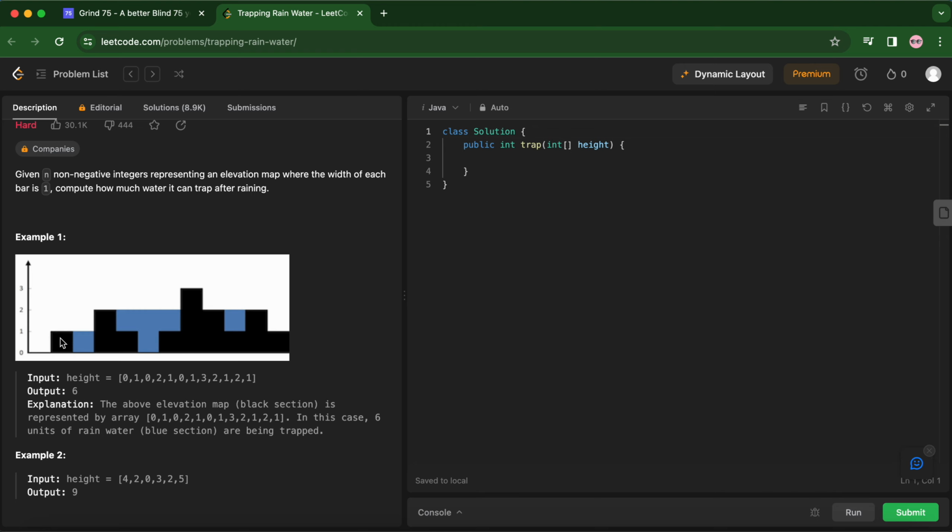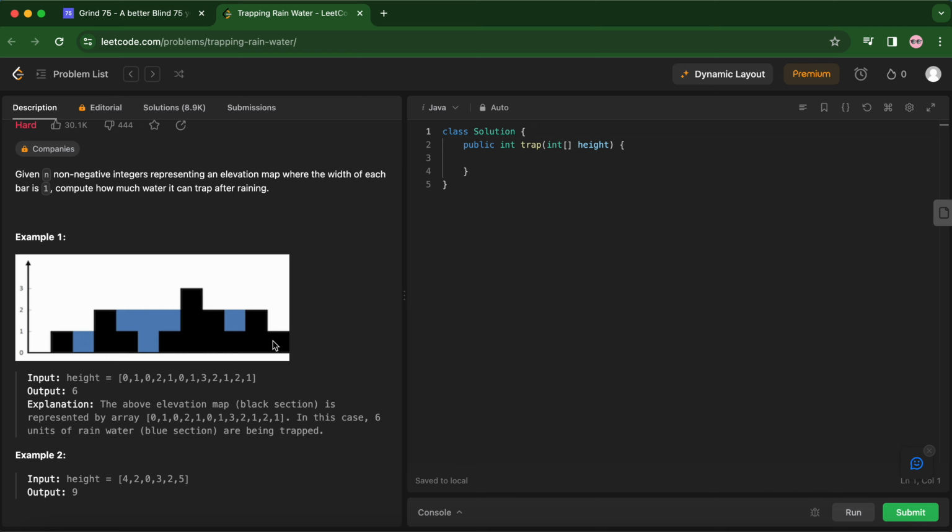So we can see these are the bars. This is the empty space. There's an empty space here as well, but since there's no bar on the left side of it, we cannot trap any rainwater here. And similarly, all these black points represent the bars, right? As we can see, 0, 1, 0, 2, 1, 0, 1, 3, 2, 1, 2, 1. Now we have to find out how much rainwater we can trap in this one.